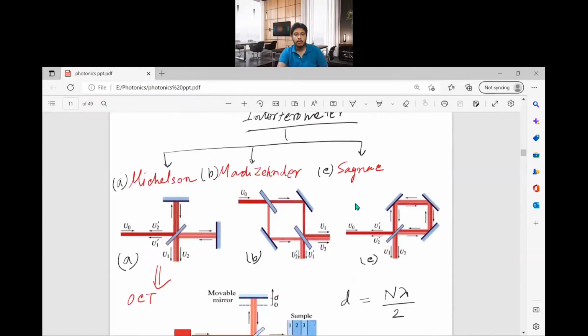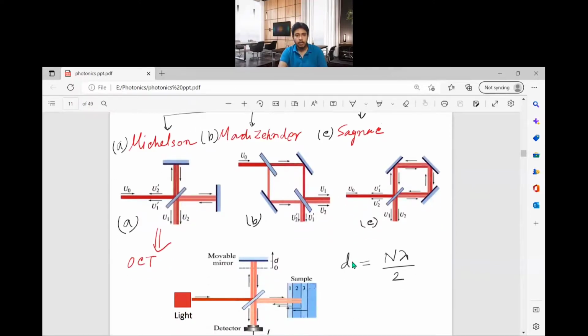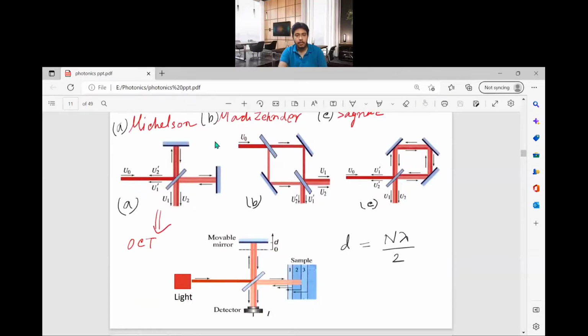All these interferometers use the main mechanism of interference, and depending upon the angle between the two waves, you will get constructive or destructive interference patterns. First we will discuss the Michelson interferometer. Its main application is OCT, optical coherence tomography, and it can also be used for displacement measurement.